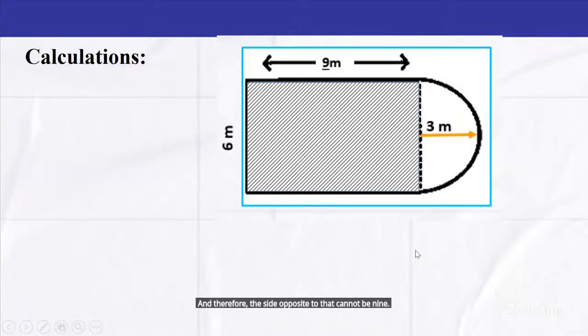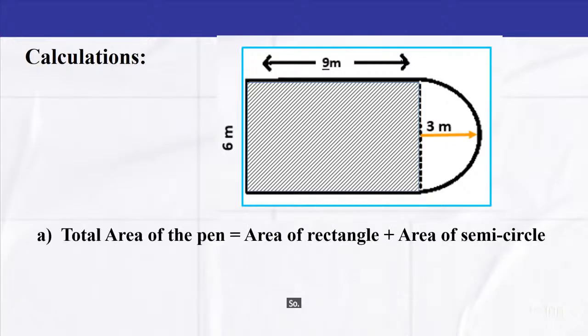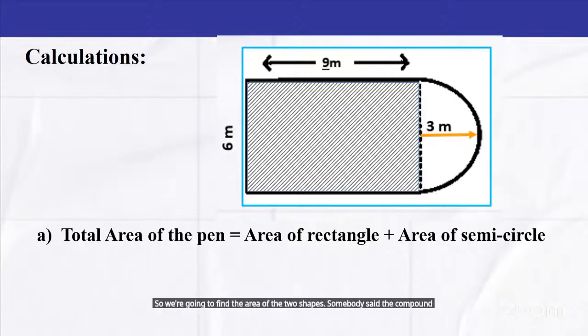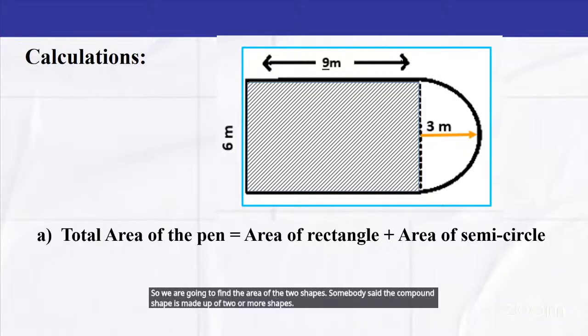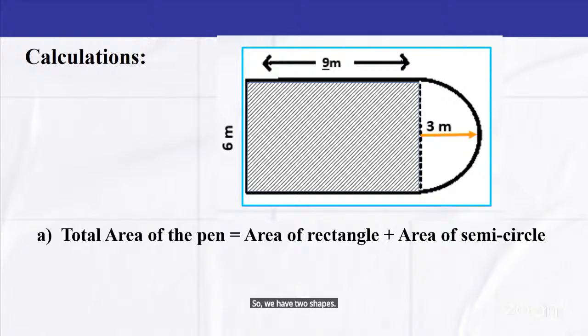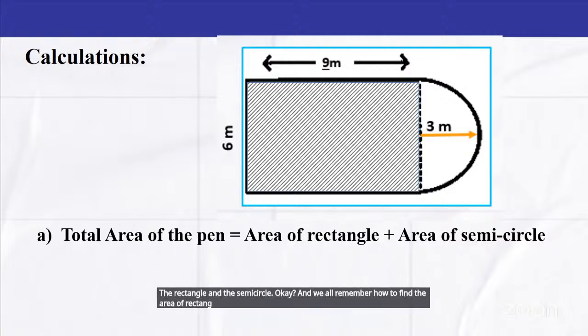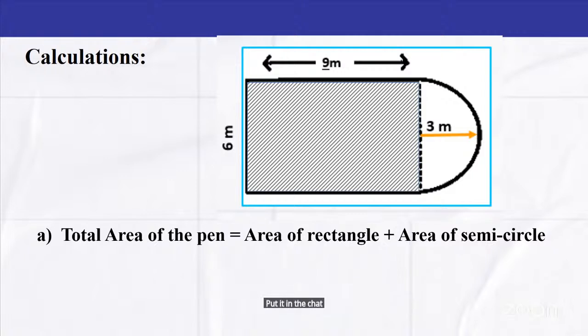So we're going to be working with this diagram to do our calculation. So remember now, we want to find the total area of the pen. So we're going to find the area of the 2 shapes. Somebody said the compound shape is made up of 2 or more shapes. So we have 2 shapes that we're going to be working with, the rectangle and the semicircle. Okay? And we all remember how to find the area of a rectangle, correct? Put it in the chat for me, please. Area of rectangle.